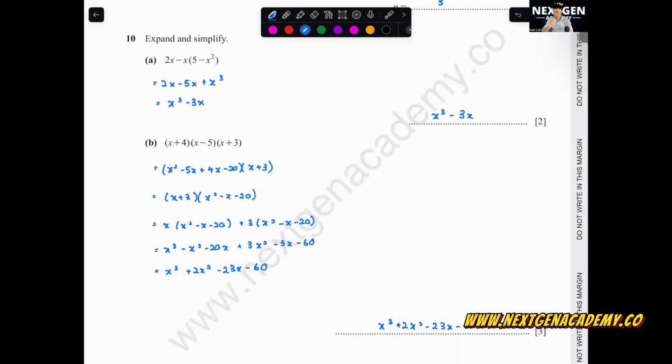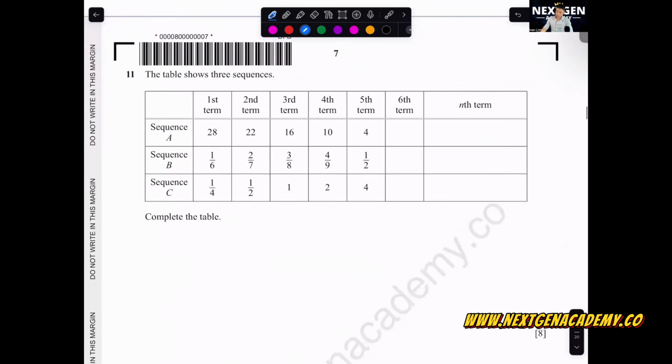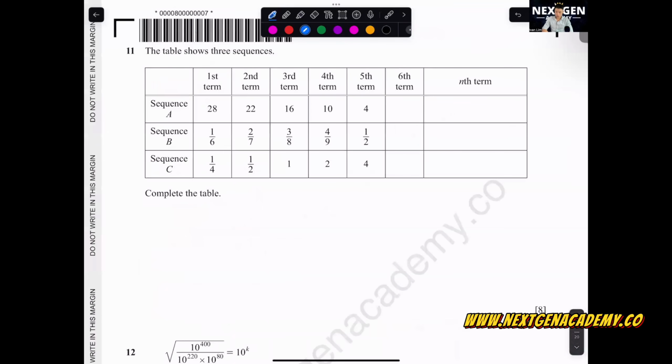Okay, so for all of you here, still got time. You need to follow the plan. Okay, let's go to question 11. The table shows 3 sequences. Okay, so sequences, you don't neglect it.